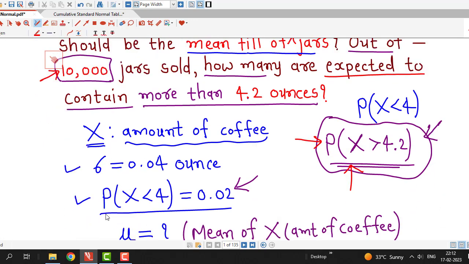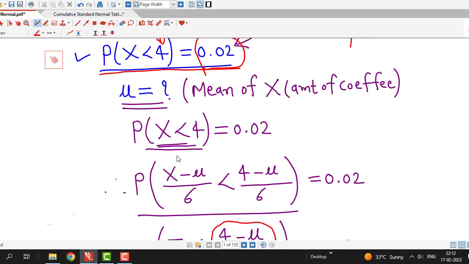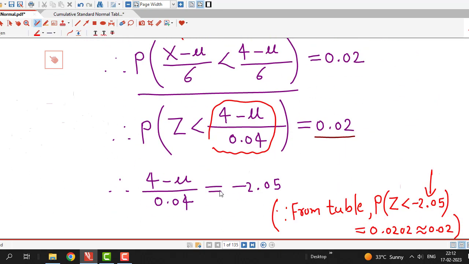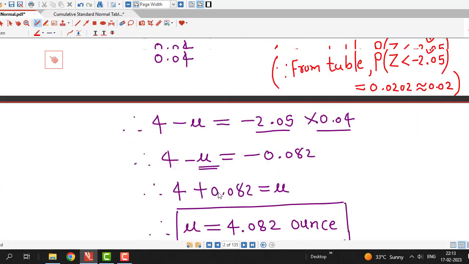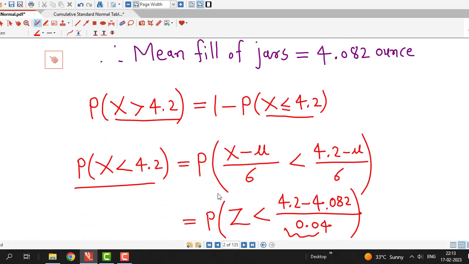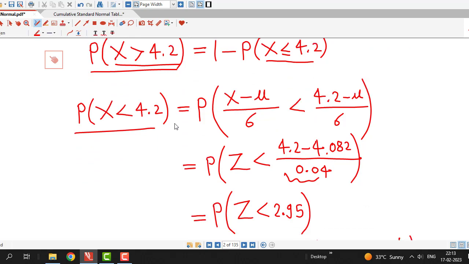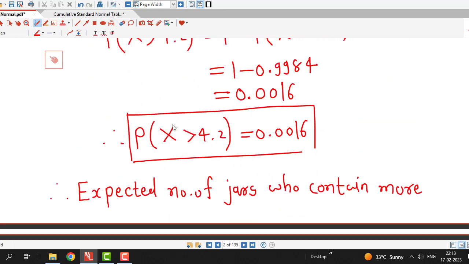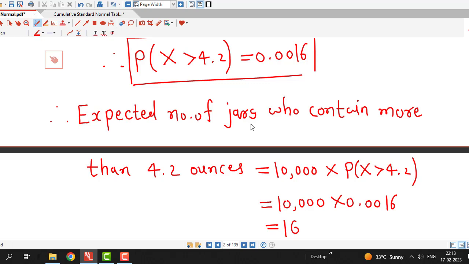That is, you are given this probability that the amount of coffee in a jar is less than 4 ounces is 2%, that is 0.02. So using this probability and by standardizing this random variable x, we are able to decide the value of mu using the statistical table, and once we decide the value of mu we can find out this probability, and once we find out this probability we can decide the expected number of jars which contain more than 4.2 ounces by multiplying that probability with 10,000.